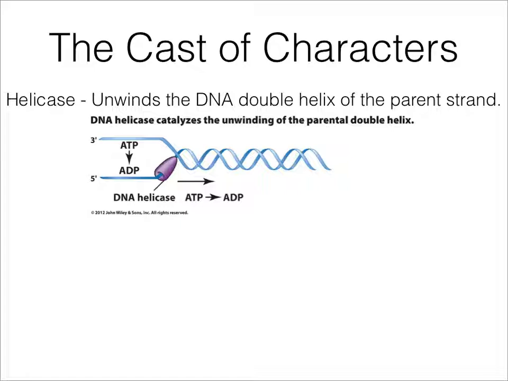So, the important components of the replication complex. These are all different proteins. They're usually going to be all hooked together, but they're all technically separate proteins. Helicase. Helicase unwinds the helix. It takes energy to do it because it takes energy to unwind a helix. So it's going to sit at the front, right where the strands are being separated, and it's going to unwind the strands.